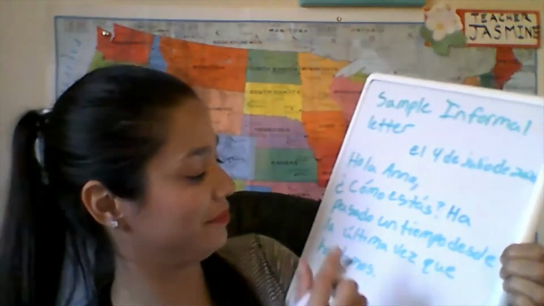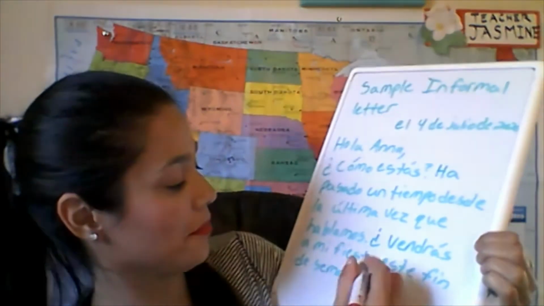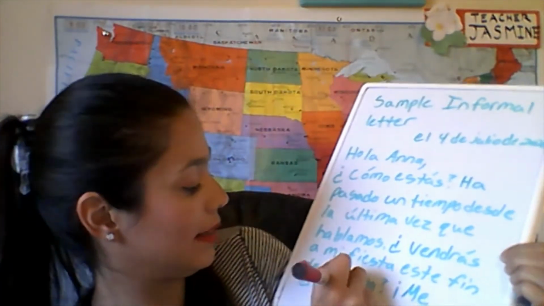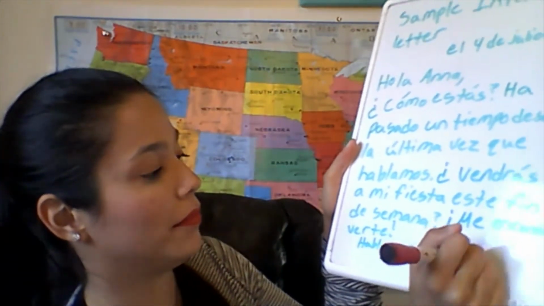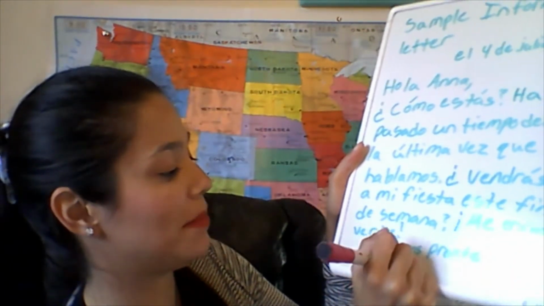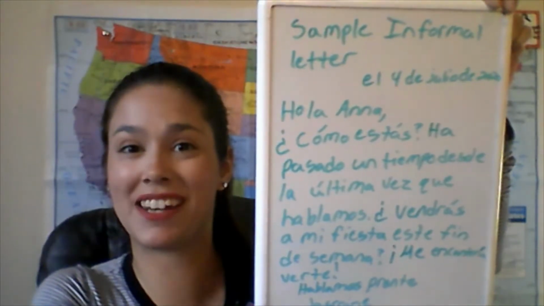Now we can ask her, will you be coming to my party this weekend? ¿Vendrás a mi fiesta este fin de semana? Let's go ahead and write that. Then you can finish it off. I would love to see you. Me encantaría verte. Let's put that in. Then we can finish it off by writing, talk to you soon, or hablamos pronto. And my name, just me. There's our informal Spanish letter.